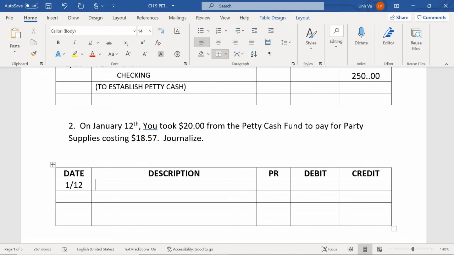To replenish. Are we replenishing right now? No, we do it at the end of the month. So in this case, right now, it's January 12th, and I took money out from the petty cash drawer. How do I record this?